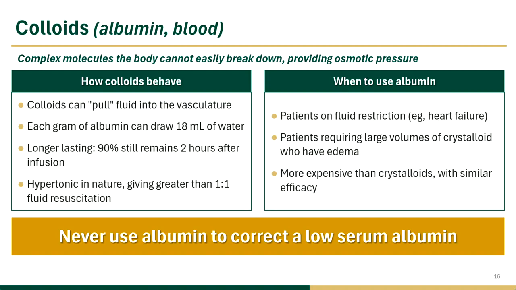So that is this concept of pulling fluid into the vasculature. Colloids can pull fluid from the interstitial space into the intravascular space, and then it can be eliminated by the kidneys that way. The kidneys are not going to eliminate fluid that they don't receive. So if the fluid is stuck in the interstitial space, they're just not going to receive it, so you're just not going to eliminate it.